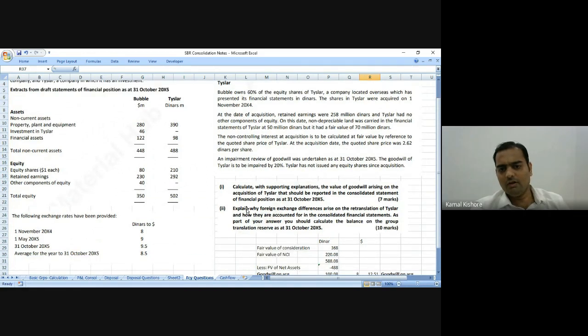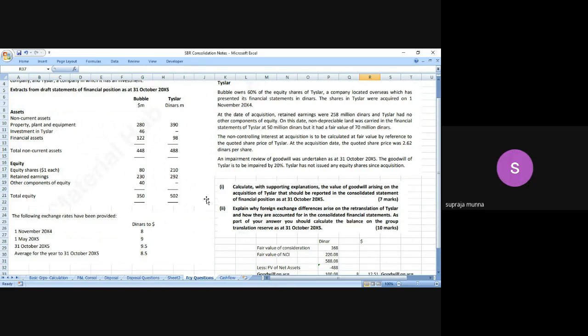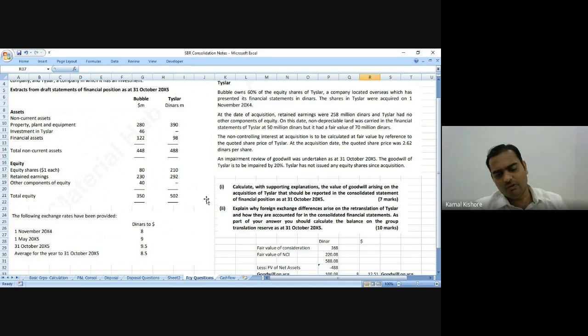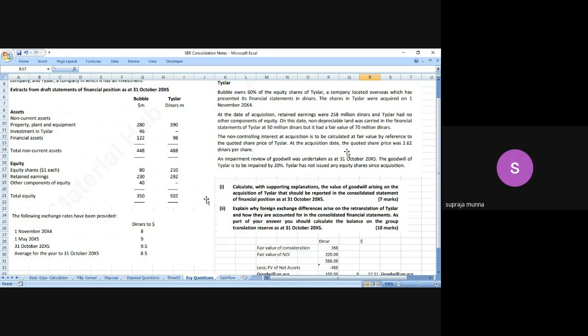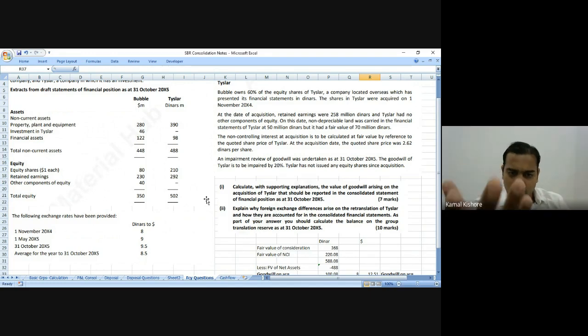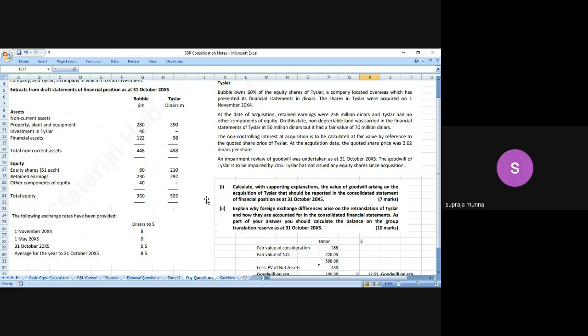And you see here, explain why this arises. This arises because of change in the exchange rate, because of different rates, mainly goodwill, then impairments, and the PNL related items.